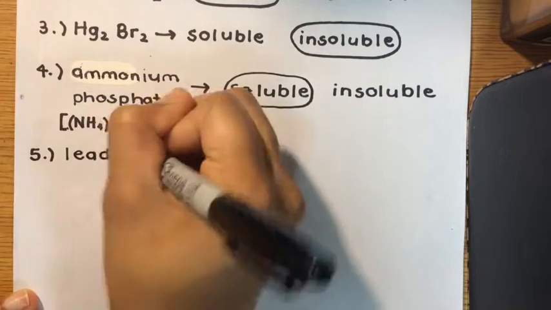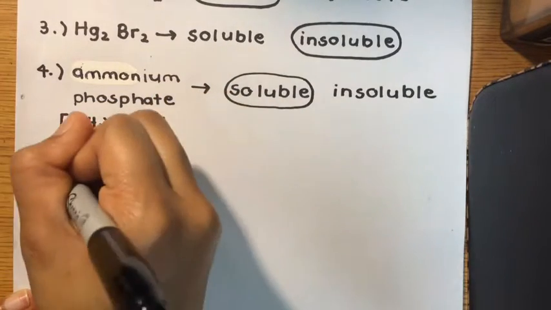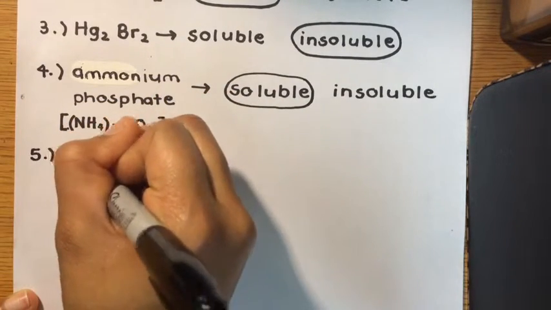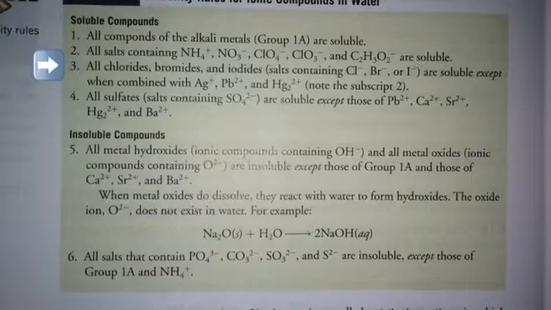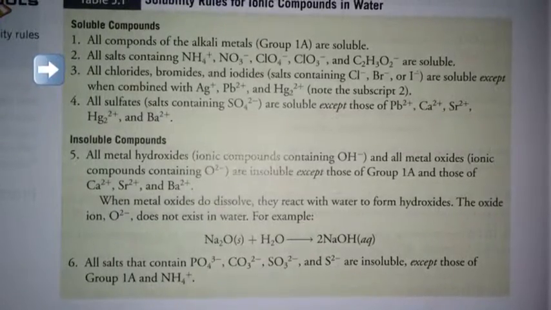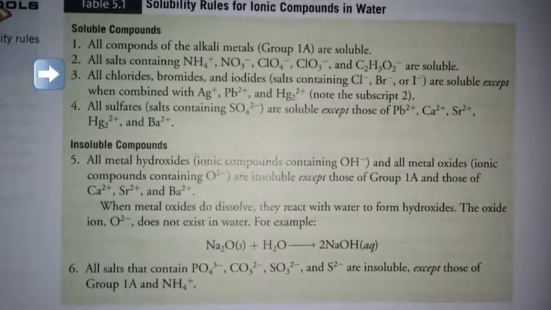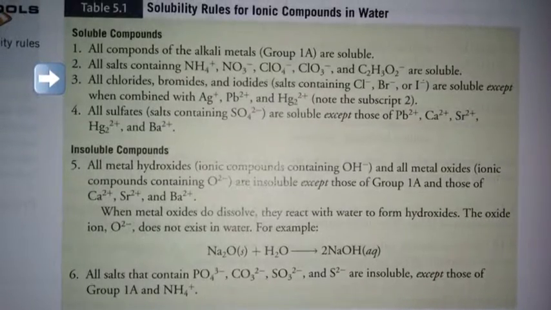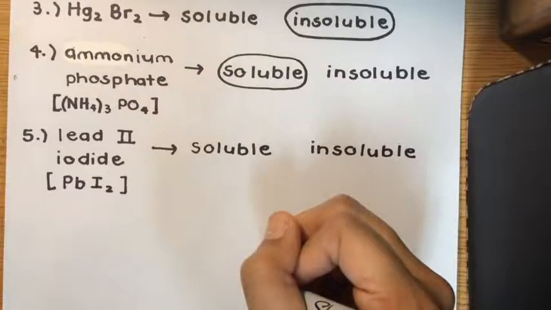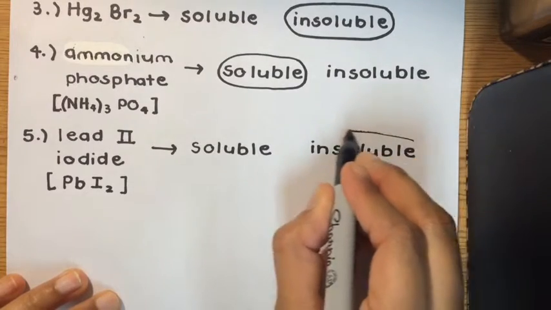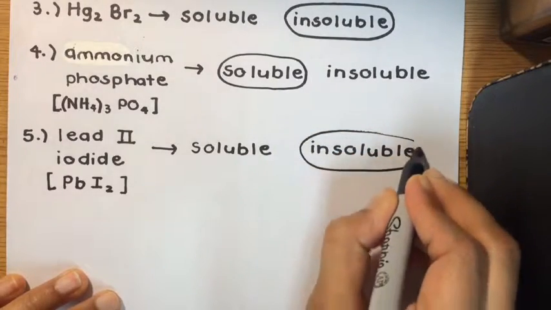Our next example is lead 2 iodide, as seen PbI2. And here we're going to be looking at rule 3, that all iodides are soluble except when combined with lead 2, thus making the answer insoluble.